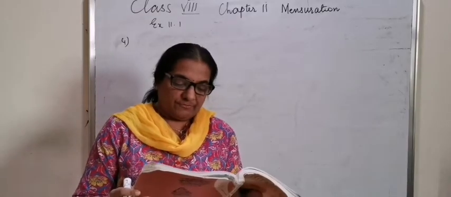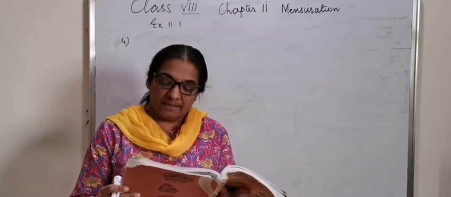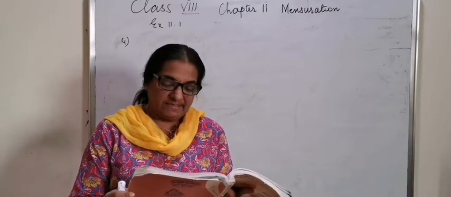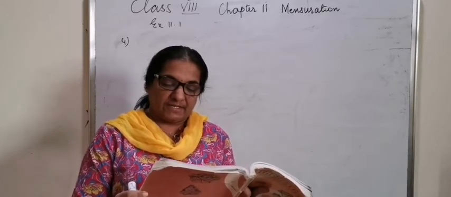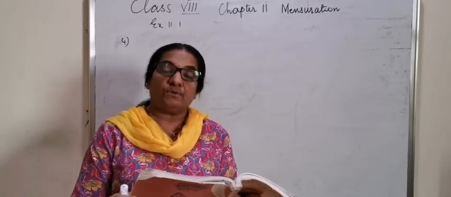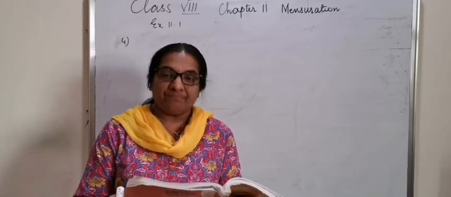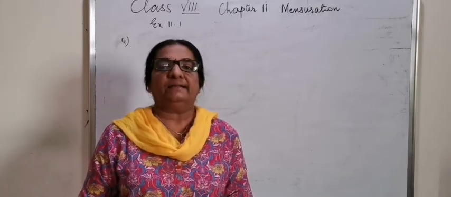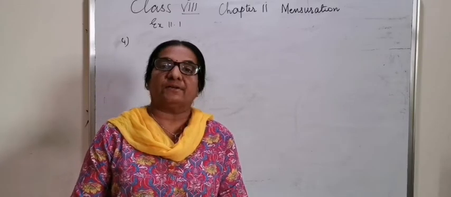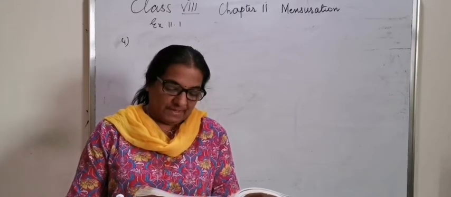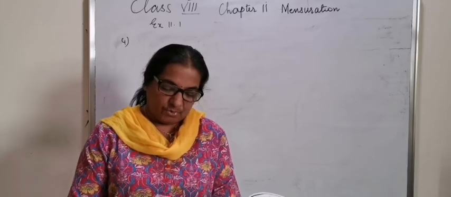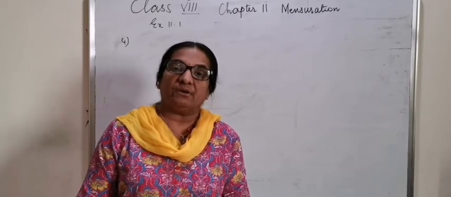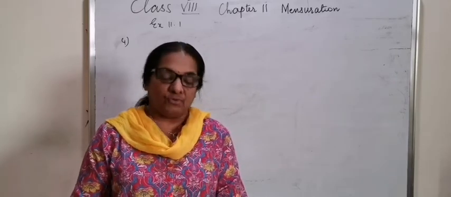Question number 4. A flooring tile has the shape of a parallelogram whose base is 24 centimeter and corresponding height is 10 centimeter. How many such tiles are required to cover a floor of area 1080 meter square? That means the area of the floor is given to you and the area of each tile we can calculate. How many tiles are required to fill the floor? And now if required, you can split the tiles in whatever way you want to fill up the corners. So we need to find out the number of tiles in the shape of parallelogram required.